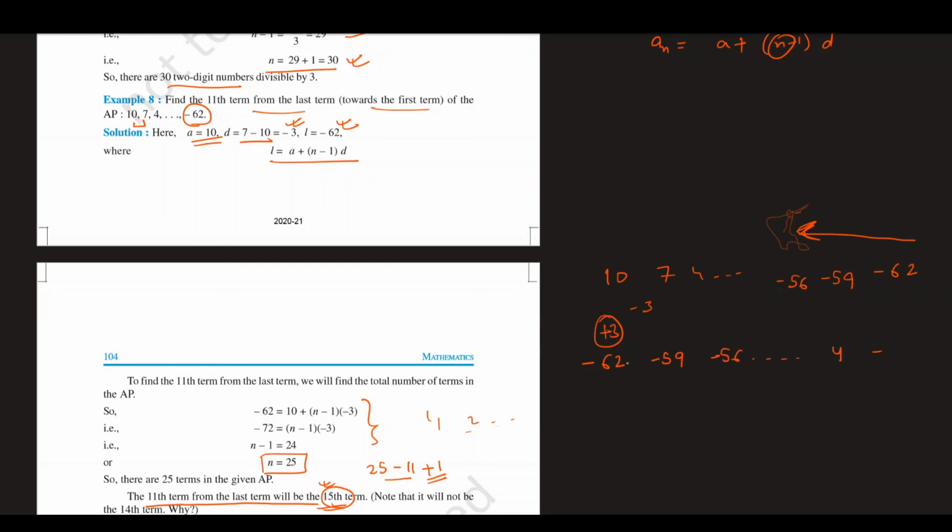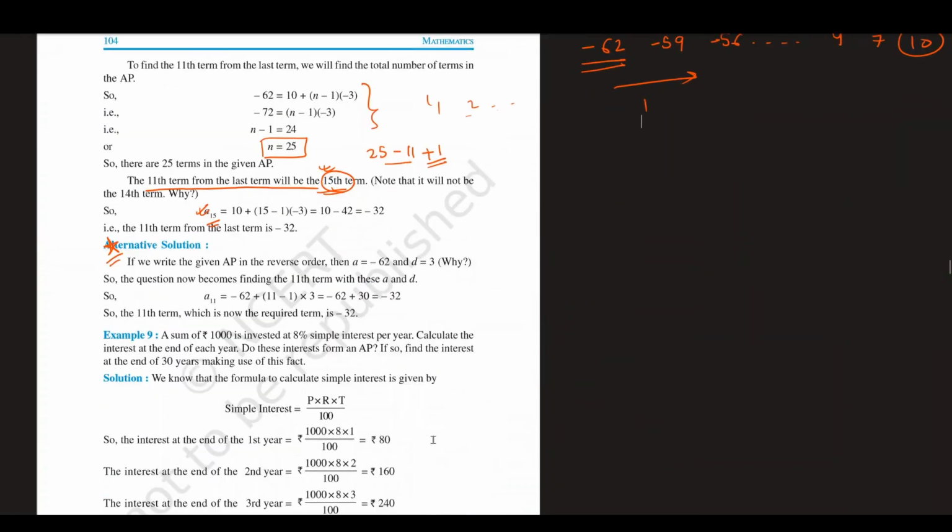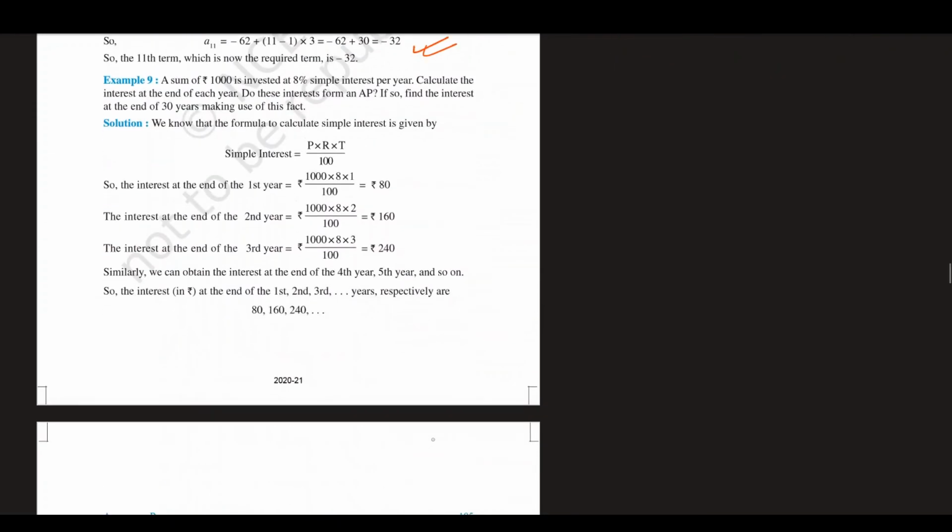So 10 becomes the last term. If we consider this as the first term and d as plus 3, it is the same AP, but the order is reversed. So the 11th term from here is the same as the 11th term of the reverse AP. So we got the same answer.